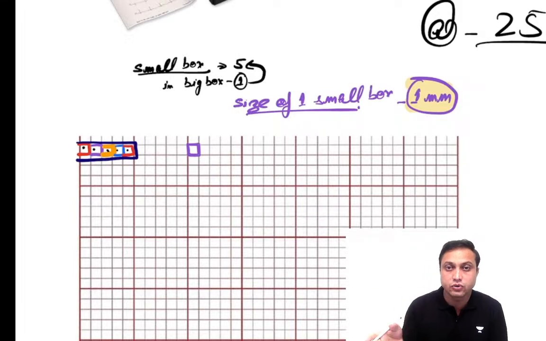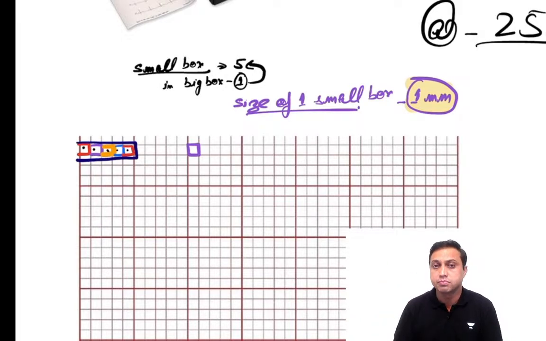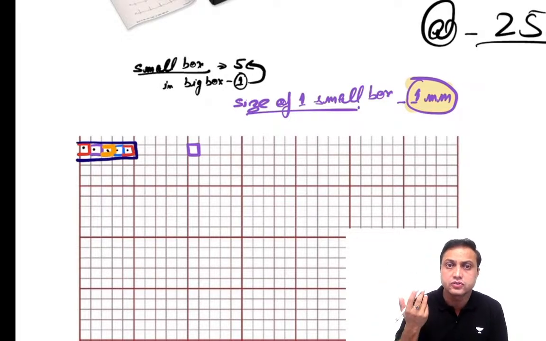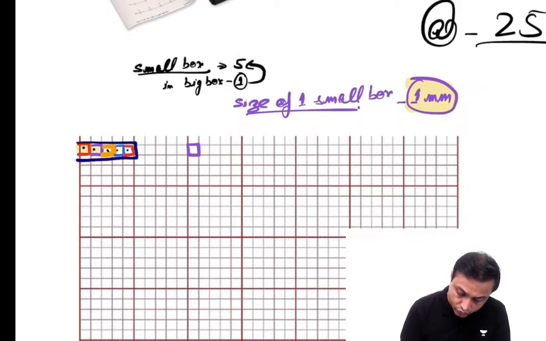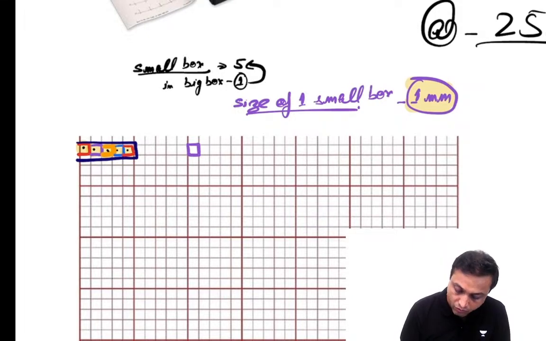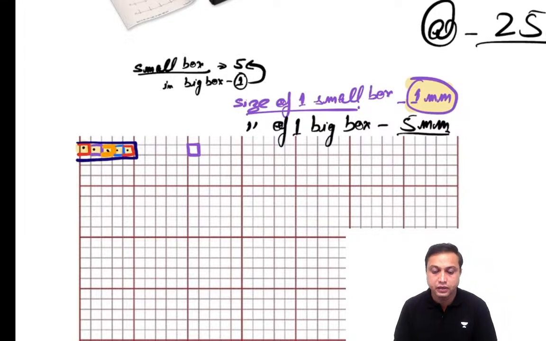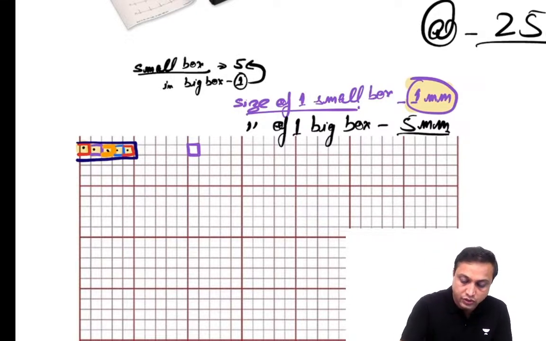So now my second question comes to you. What will be the size of a one big box? Simply, one big box has how many small boxes? 5. So it means 1, 2, 3, 4, 5. The size of one big box will be, beta, 5 millimeter. Simple? Yes or no? Okay, ji.